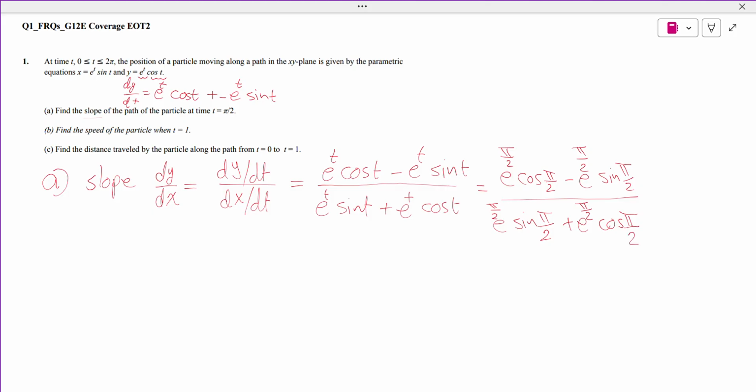So this is simple because cos of pi over 2 is 0, cos of pi over 2 is 0, sine of pi over 2 is 1, sine of pi over 2 is 1. So it will be negative e to the power of pi over 2 over e to the power of pi over 2, which is equal to negative 1. So the slope of the path at t equals pi over 2 equals negative 1.